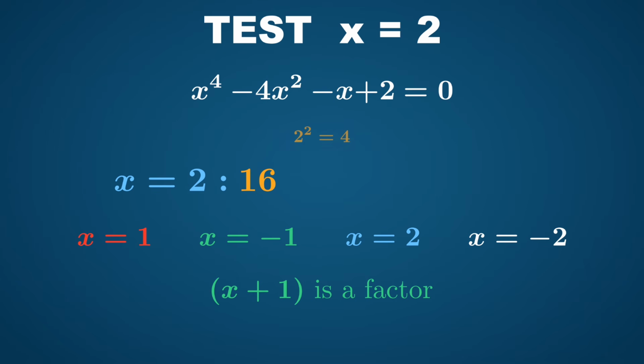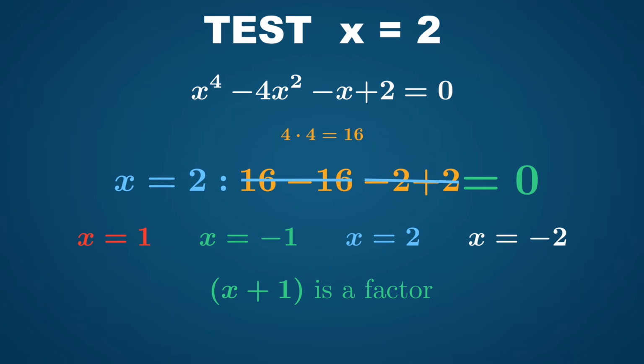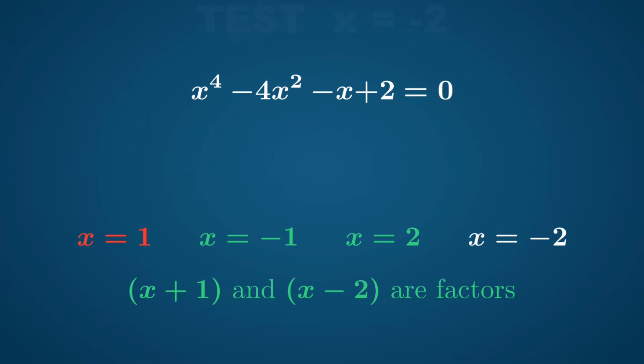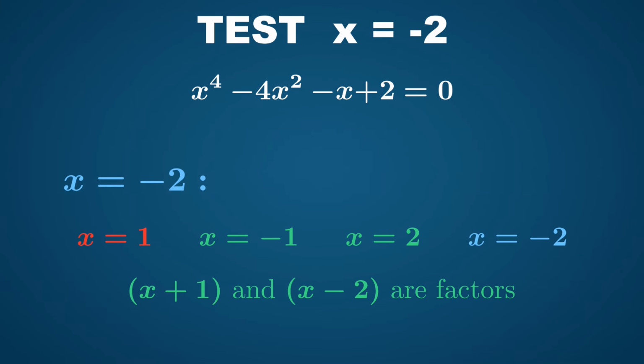2 to the fourth is 16, and 2 squared is 4. 4 times 4 is 16, so 16 minus 16 cancels. Then minus 2 plus 2 also cancels, leaving exactly 0. So 2 is a root as well, and x minus 2 is another factor. Finally, we test the last candidate, x equals minus 2.